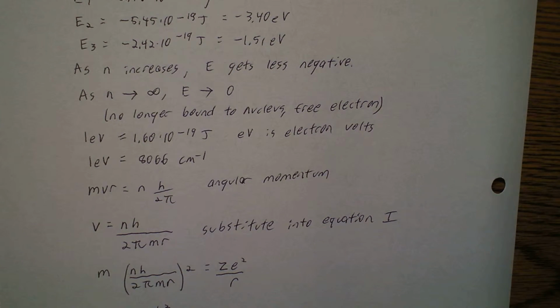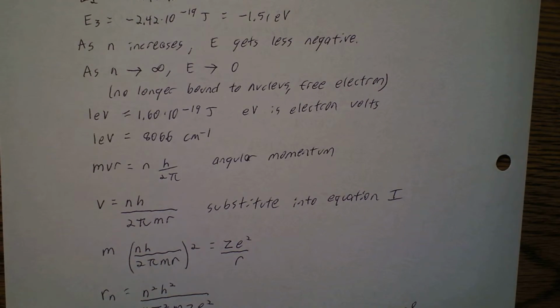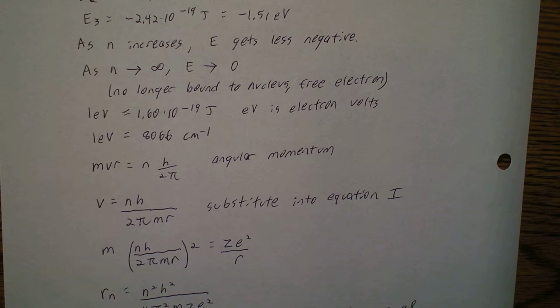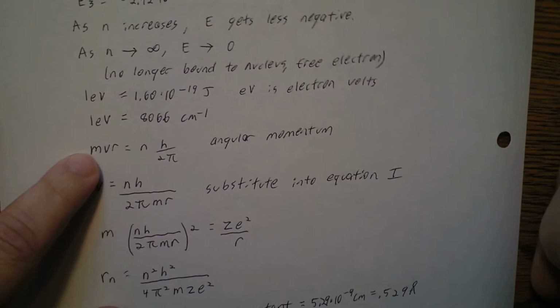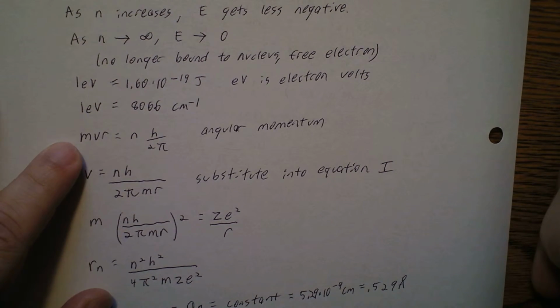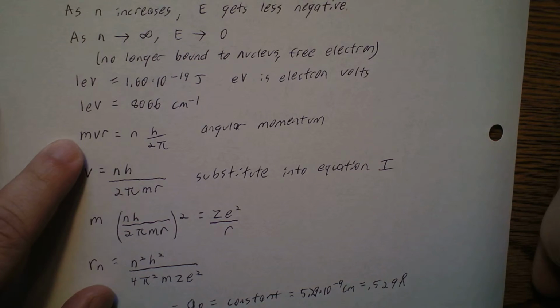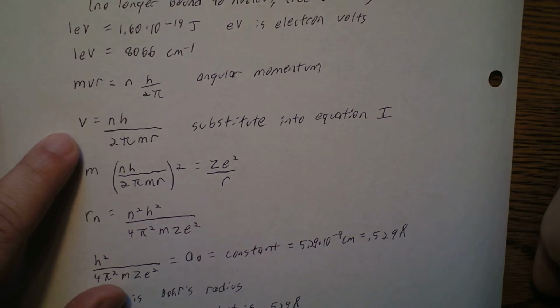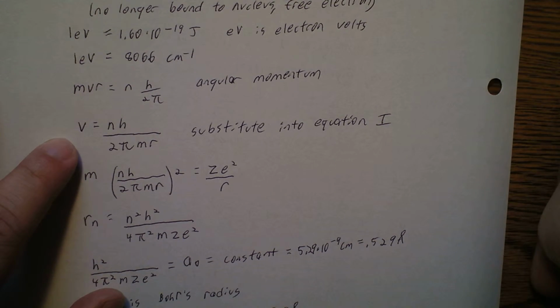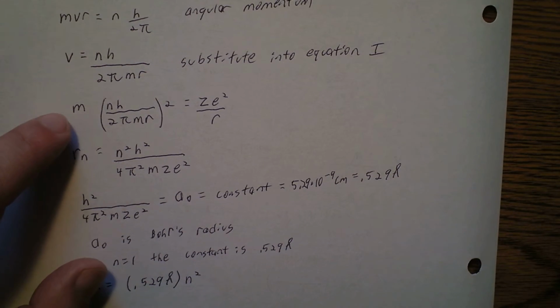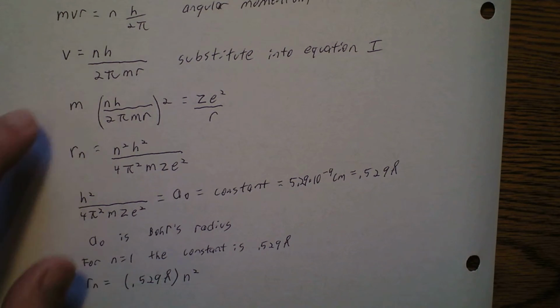1 electron volt, remember, is 1.60 times 10 to the negative 19 joules. eV is electron volts. And also 1 electron volt is 8,066 wave numbers per centimeter, I guess is how you'd pronounce that. mvr is equal to nh over 2 pi. That's angular momentum. So v is equal to nh over 2 pi mr. We're going to substitute that back into equation 1. So we get m times nh over 2 pi mr squared is equal to Ze squared over r squared.